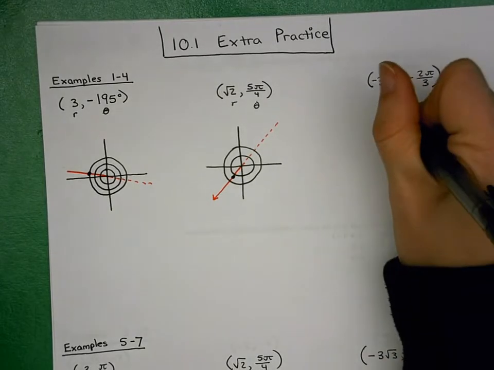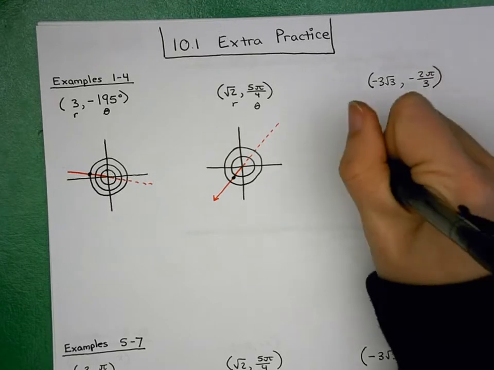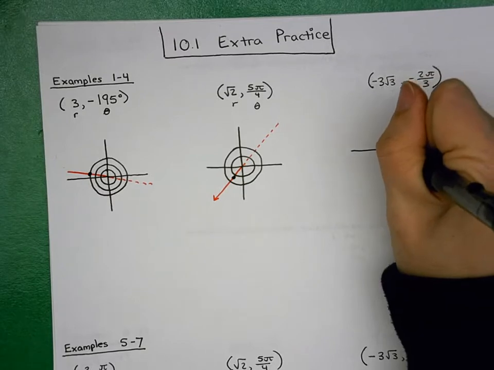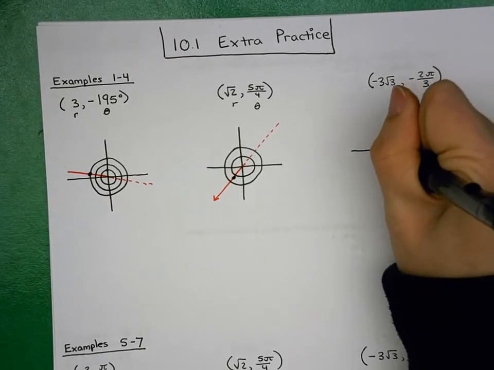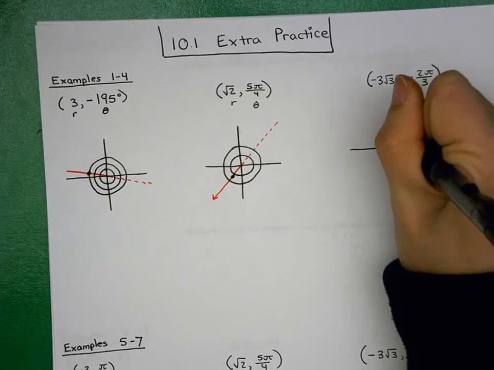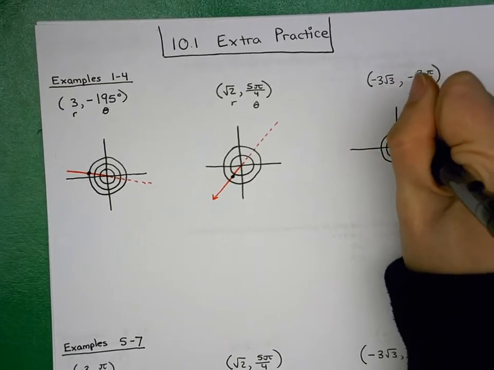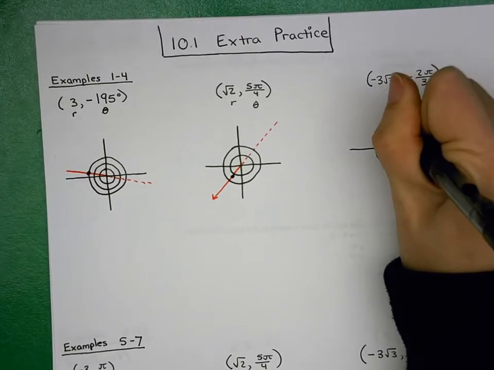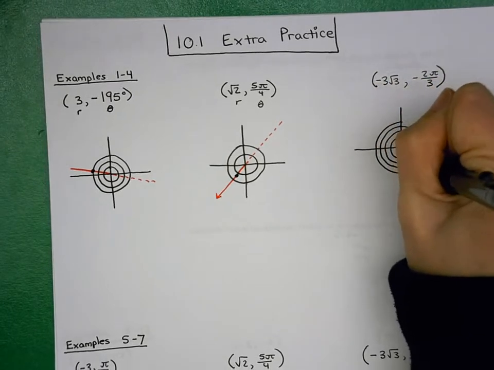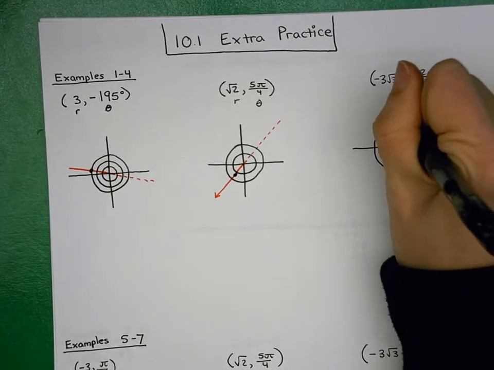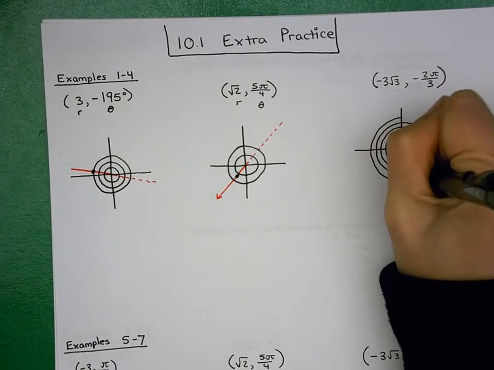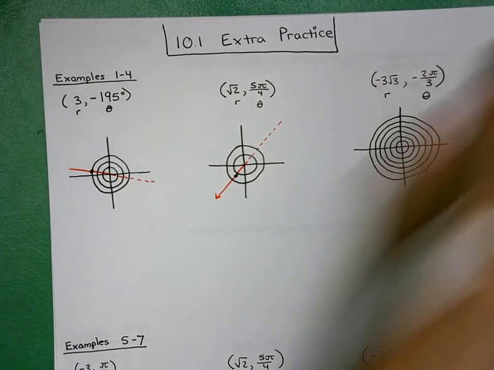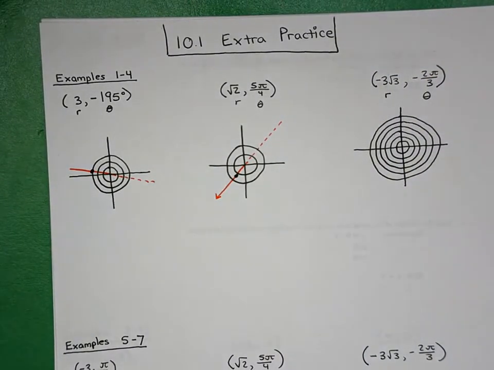Okay? And then one more here. Again, make sure you're pausing the videos, trying them on your own. Okay, so last one, we have our negative 3 root 3, which is our r, negative 2 pi over 3, which is our theta. So radial line, where would negative 2 pi over 3 be?